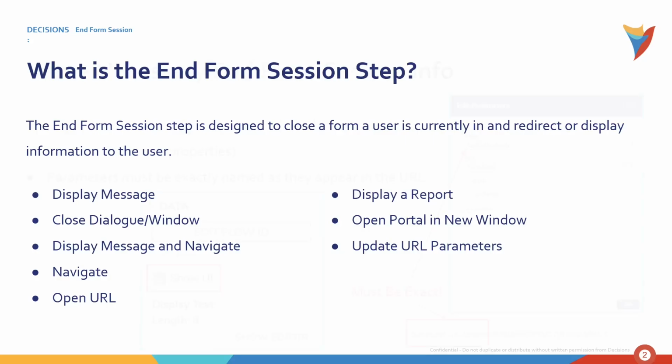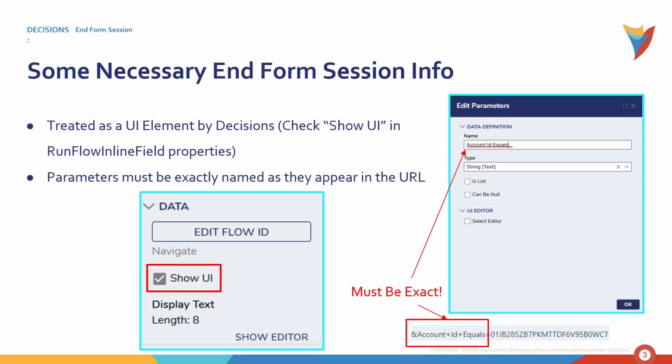But before we do, I need to provide some important information to you about this step. Firstly, it is treated as a UI element by decisions, even if it does not display a form. So, in normal things that won't show a UI, such as an active form flow or a run flow inline field, which requires you to check show UI, you have to take this part of the step's properties into account.